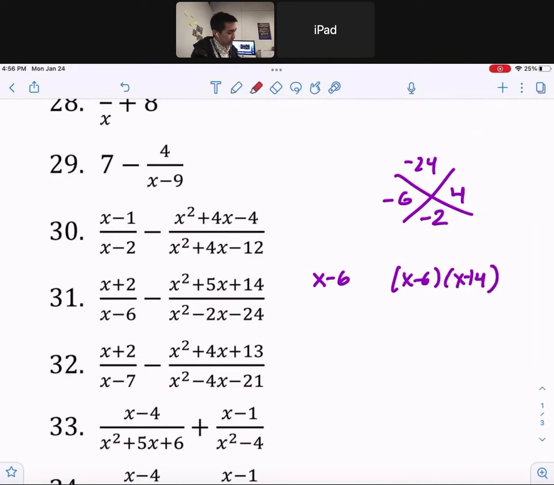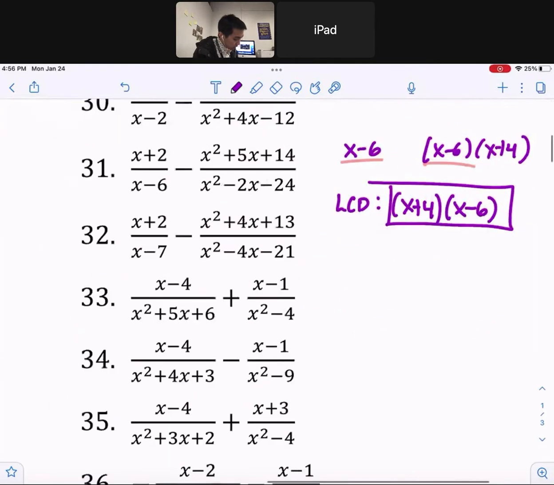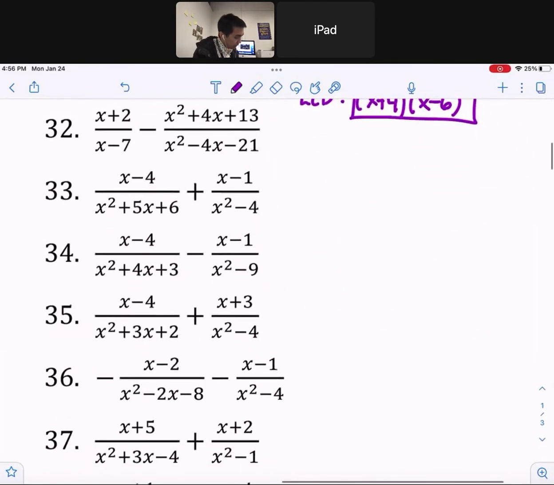Okay, compare. There's only one that has an x plus 4, so the least common denominator is definitely going to have an x plus 4. They both share x minus 6, but since they share the same power, you just write one of them, x minus 6. That was for 31. Those will be the same.